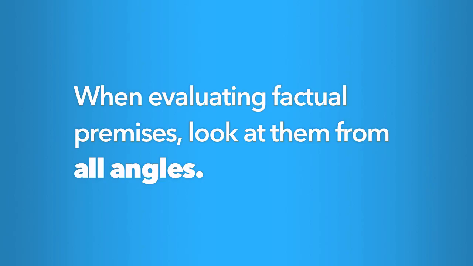So, when you are evaluating factual premises, remember to look at them from all angles. If you're not sure how to prove the premise is true, consider whether you can find evidence to disprove it. Being able to show that a premise is false can be just as useful in evaluating the argument as a whole. In a later module, you'll learn more about the difference between verifying a claim as true and showing a claim is false.